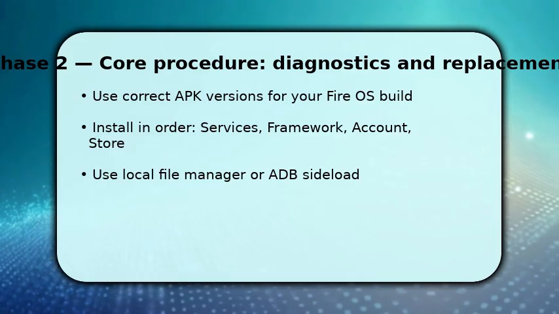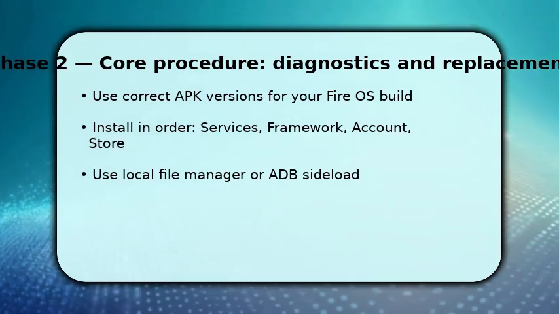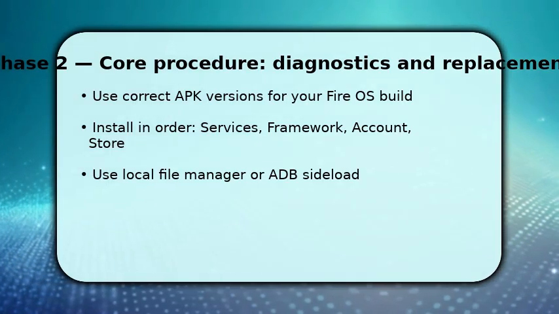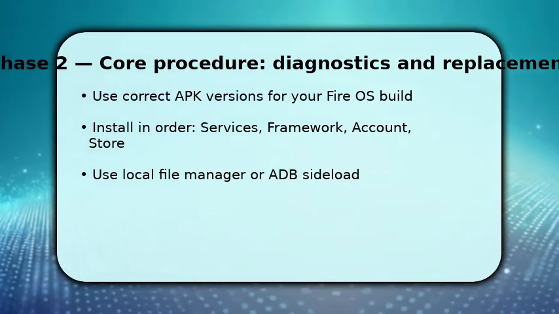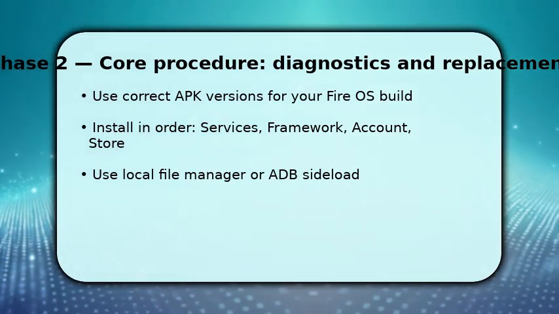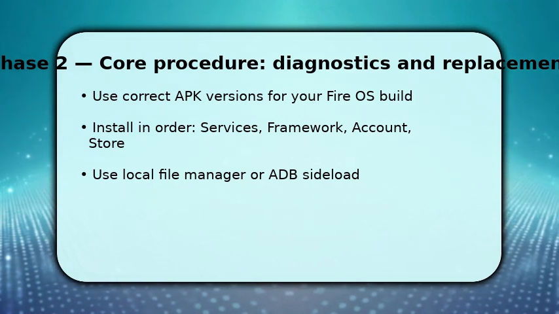Use the Local Files app to tap each APK or ADB sideload via PC if install fails. After each install, wait a few seconds and tap Open only when prompted. This ensures background services initialize correctly.